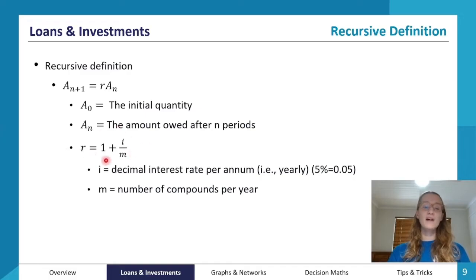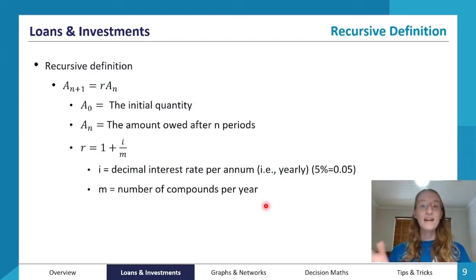So a better way to think of this rather than i over m would be r equals 1 plus the decimal interest rate per annum divided by the number of compounds per year. So when we're talking about the decimal interest rate per annum, that is referring to yearly. And when we're talking about decimal, that means in decimal form. So if the interest rate on a loan or investment was 5% per annum, then we'd say 0.05 divided by the number of compounds per year.